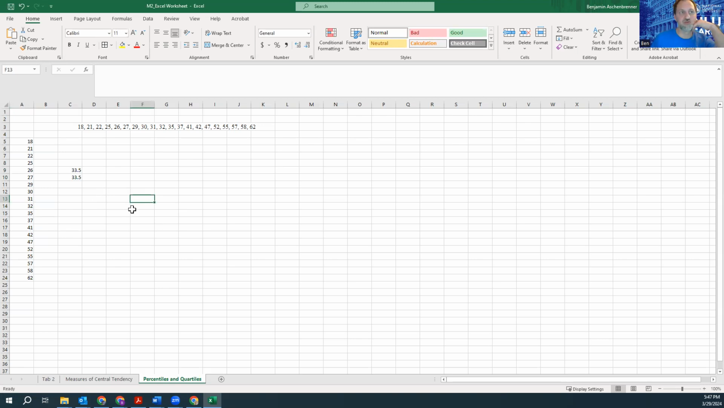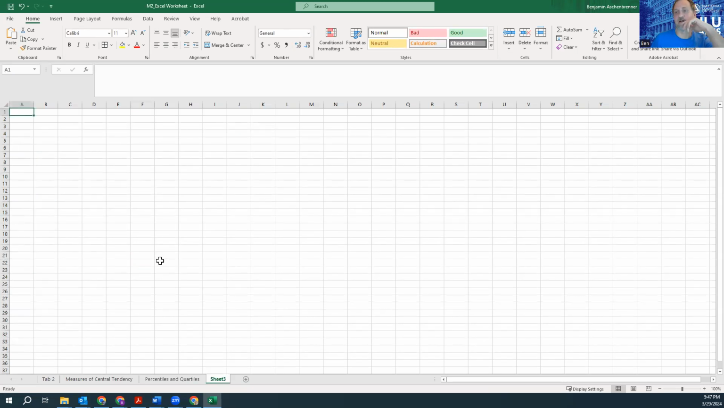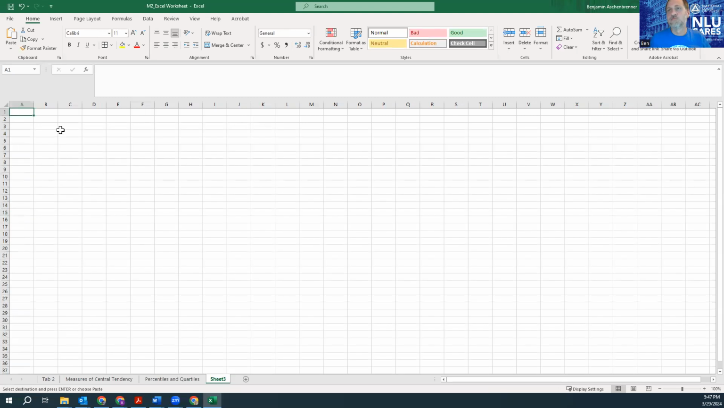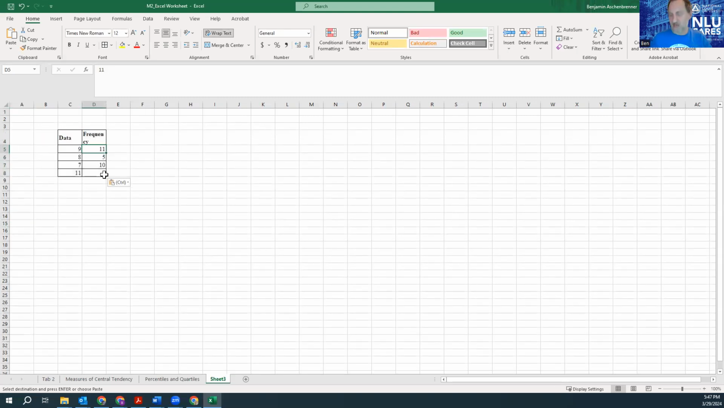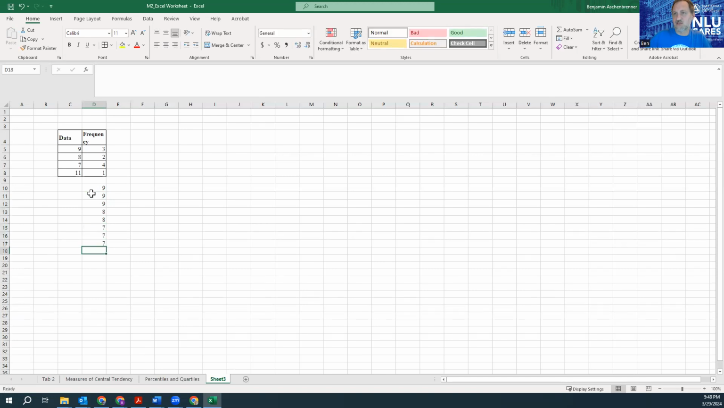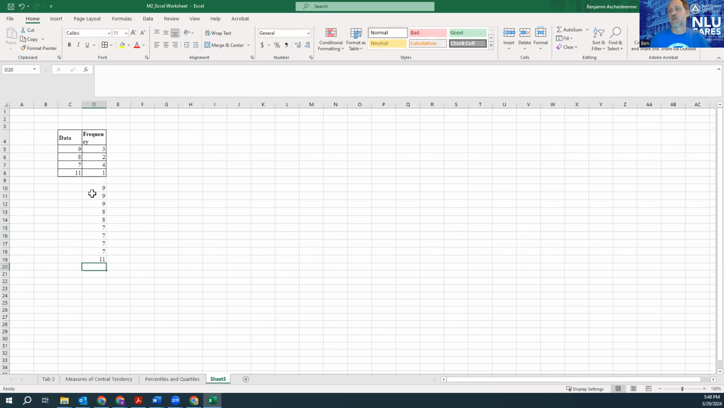And now I want to do the 5-number summary and the box plot. So I'm actually going to use a different data table here, and I'm going to make my life a little bit easier by reducing the number of values. There's 3 9s, there's 2 8s, there's 4 7s, and there's 1 11. Okay, so this would be pretty easy to write out. 9 9 9, 8 8, 7 7 7 7, and 11.